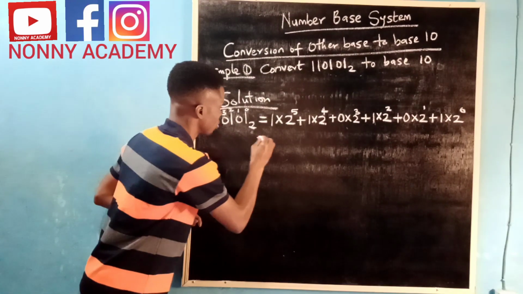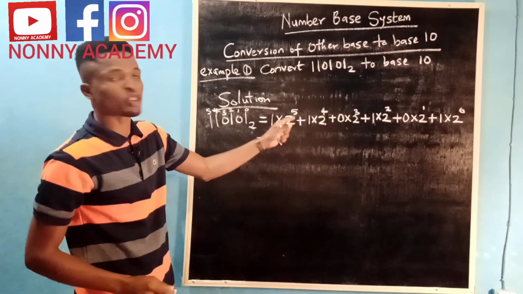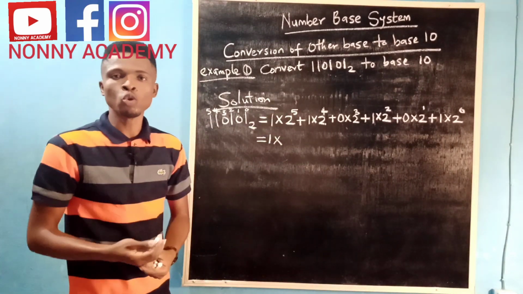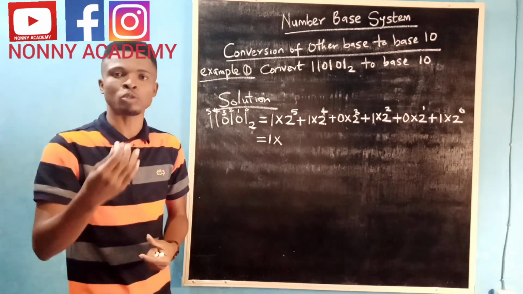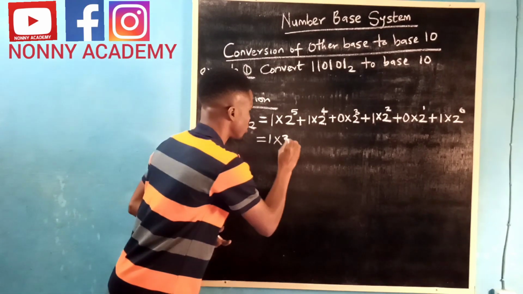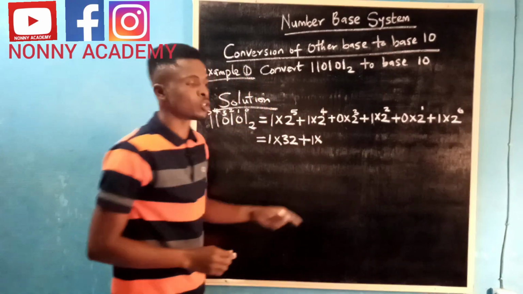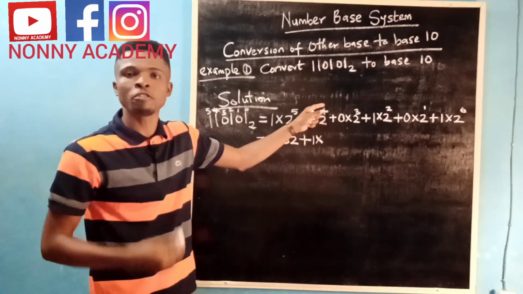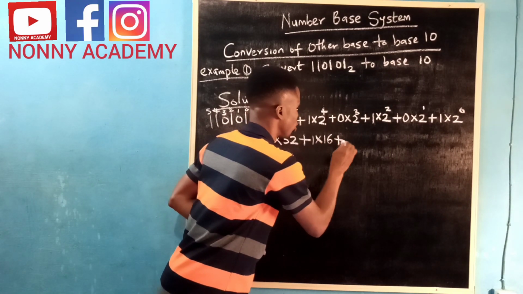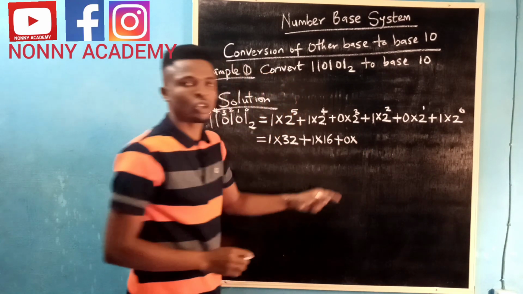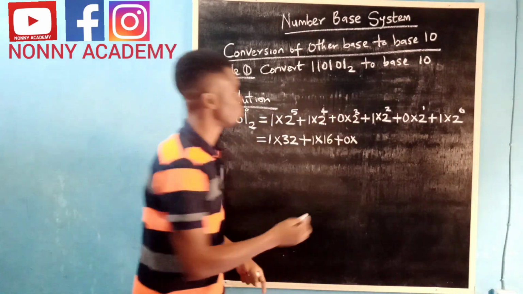Then I'll continue. Equal to 1 times 2 raised to the power 5. It means 2 in 5 places by multiplication: 2 times 2 times 2 times 2 times 2, which gives me 32. Plus 1 times 2 raised to the power 4 means 2 in 4 places by multiplication, which gives me 16. Plus 0 times 2 raised to the power 3, 2 in 3 places by multiplication, which is 8.